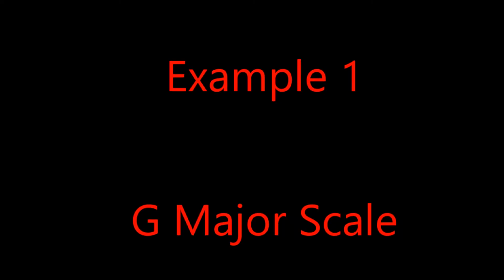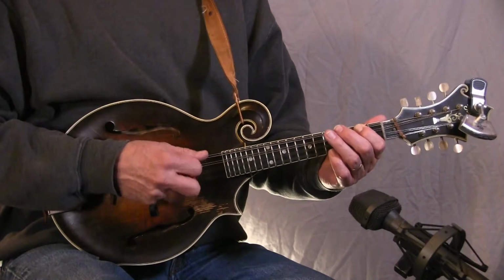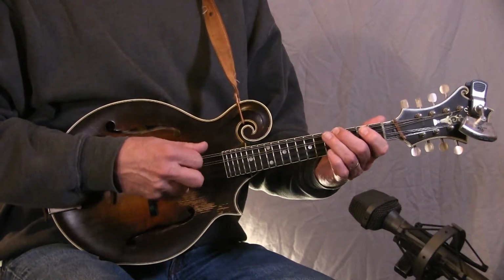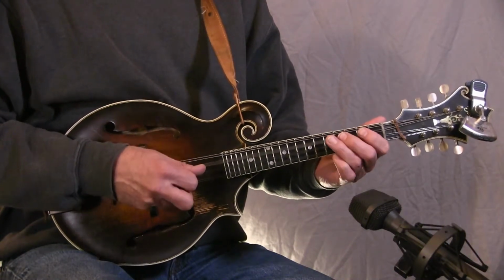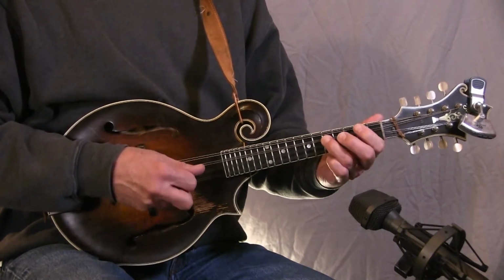In video number 1, we learned the notes of the G major scale, so let's review them in example 1 here. G, A, B, C, D, E, F sharp, G.